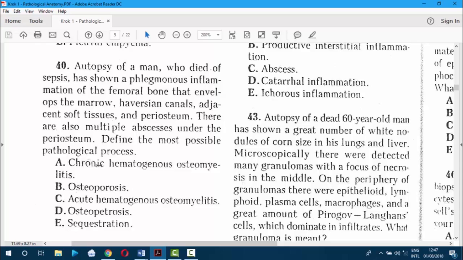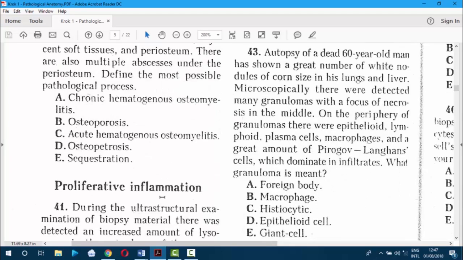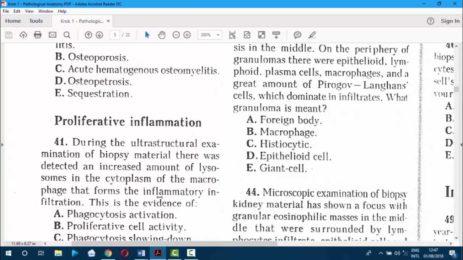And why it cannot be chronic hematogenous osteomyelitis is because of sepsis. So our answer is acute hematogenous osteomyelitis. Osteoporosis simply means bone loss, which becomes weak and can even break when it falls. So our answer is acute hematogenous osteomyelitis. Right, so let's go to 41.